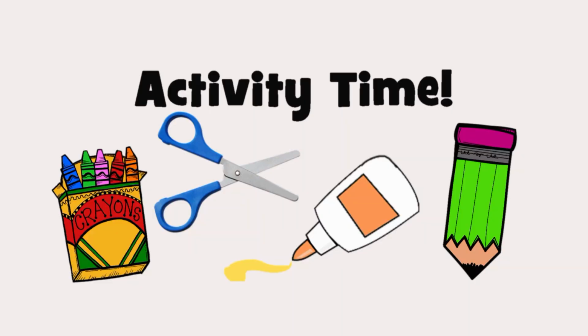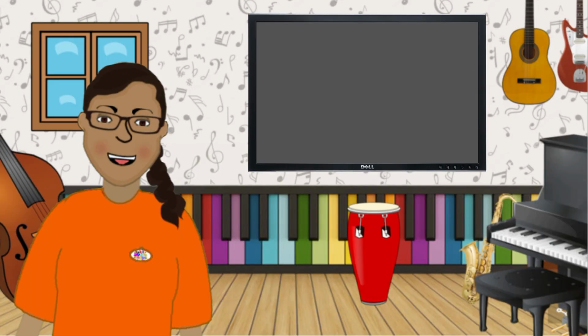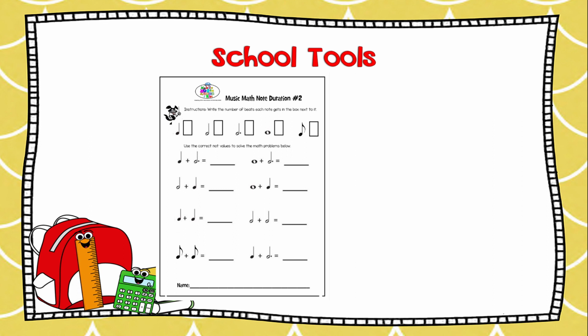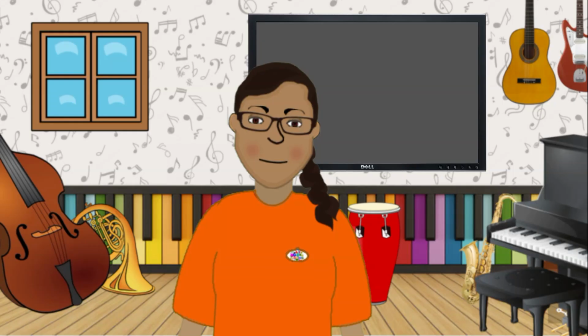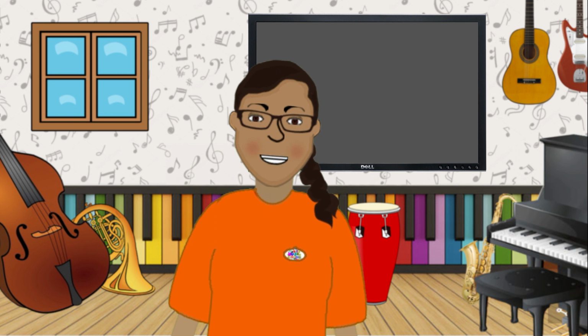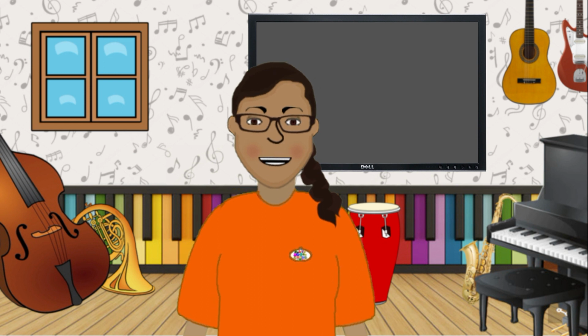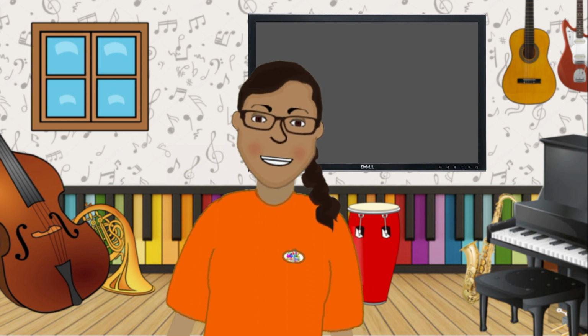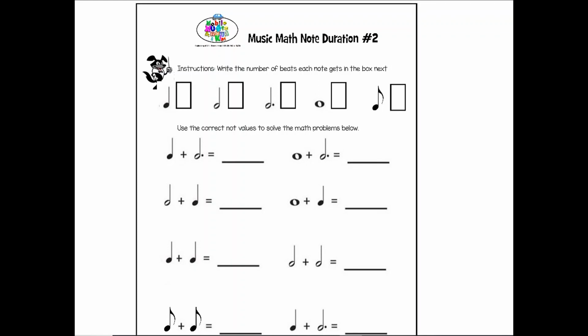Okay, it's time to see what you understand. It's time for our activity. For today's activity, you will need your activity page and a pencil. At this time, we're going to ask your teacher to pause the video and to pass out today's activity page. Once everyone is ready, please press play to continue the lesson. We have for you our music math note duration worksheet. Now, the instructions say, write the number of beats each note gets in the box next to it. Well, it's supposed to say next to it.